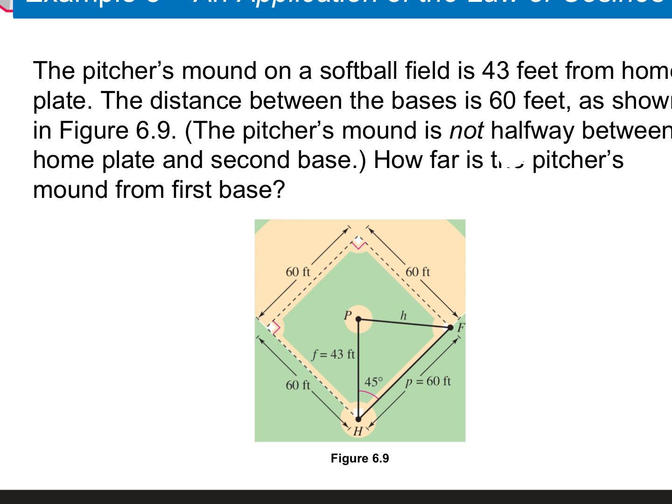You don't have to know anything about softball or baseball to answer this question. It says the pitcher's mound in softball is 43 feet from home plate. They show you the picture. The distance between the bases is 60. The pitcher's mound is not halfway between home plate and second base. How far is the pitcher's mound from first base?